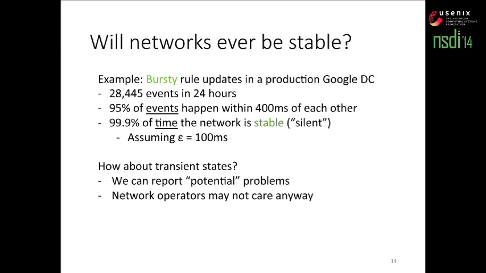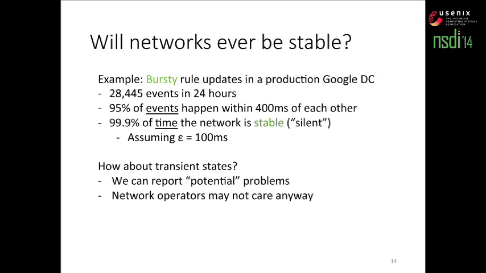99.9% of the time, the network is stable or the network is silent. So most of the time, our checker should be able to find the stable state. But if one is truly paranoid, how about this transient state?